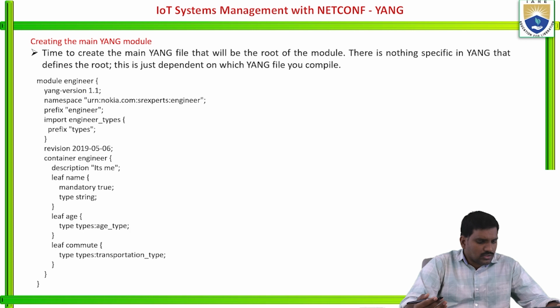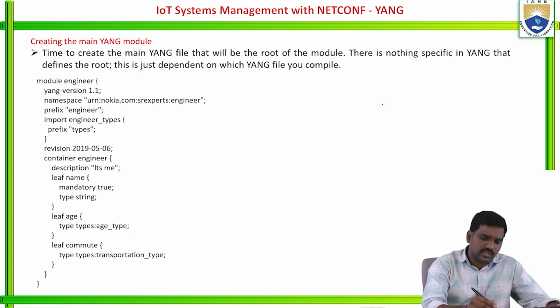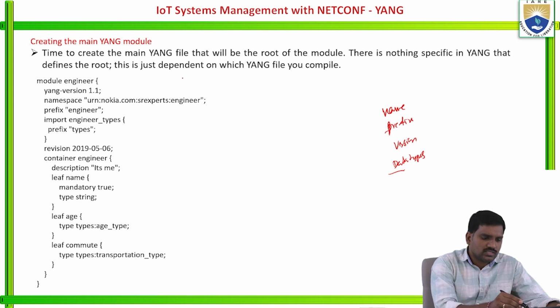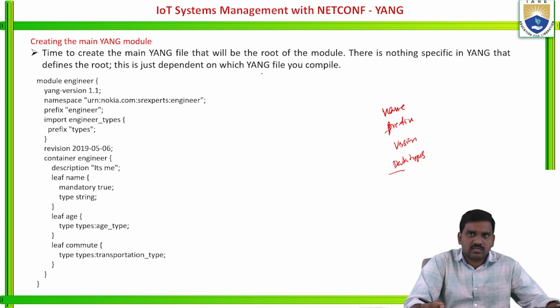Next, creating the main YANG module. This is also the same process. We have to define the name first, then the prefix, after the prefix the version, and some data types. The same as here, we need to create the main YANG file that will be the root of the module. There is nothing specific in YANG that defines the root. It just depends on which YANG file you complete.